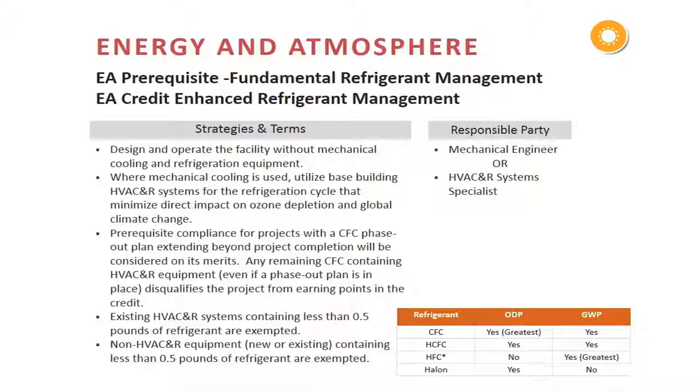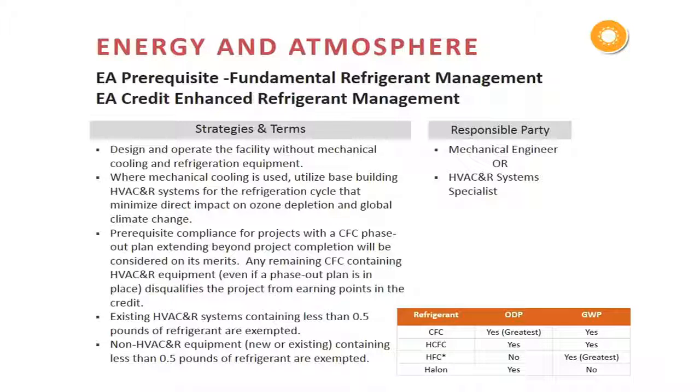There's a little bit of a workaround at the prerequisite level for projects that have existing CFC-based refrigeration systems. Now, there's no formula for whether a project will be given a pass on this, but they have the opportunity to represent to the LEED certification reviewer why it was not possible for them to complete their phase out prior to completion of the project. And finally, there's an exemption for HVAC in our systems, new or existing, that have less than half a pound of refrigerant. And one thing we also see here is the refrigerant types.